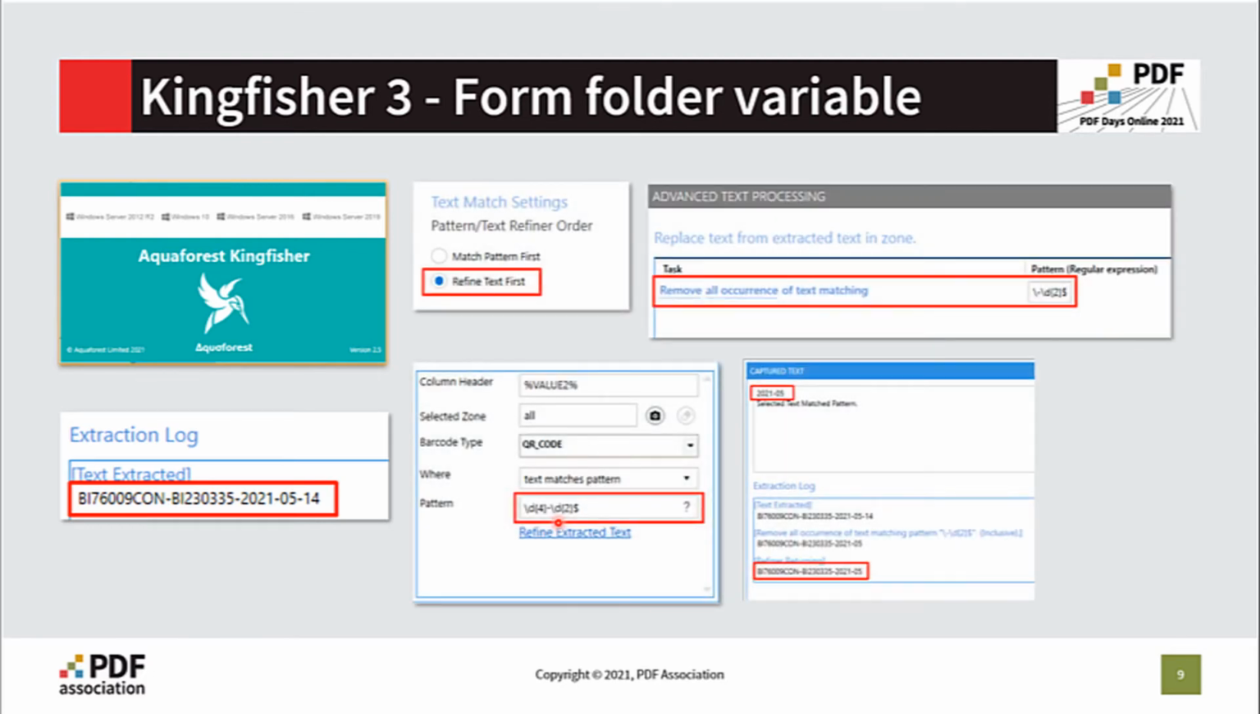And that is done with a handful of simple settings in Kingfisher. I'm not going to go into too much detail now, but we're stripping the date away at the end. So that leaves us just with the 2021-05 reference here. And that is what we're using in the next step.